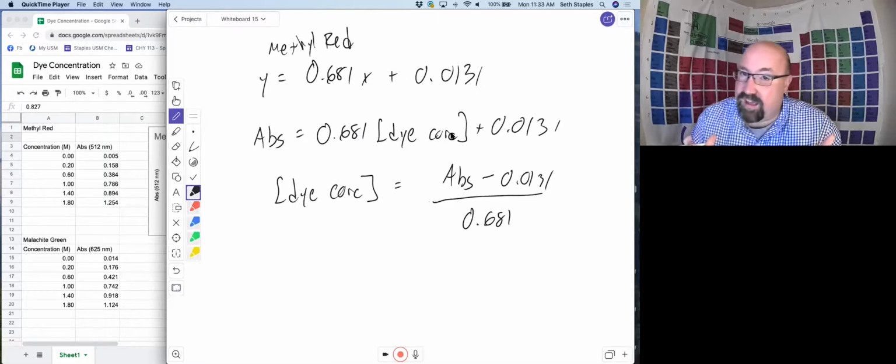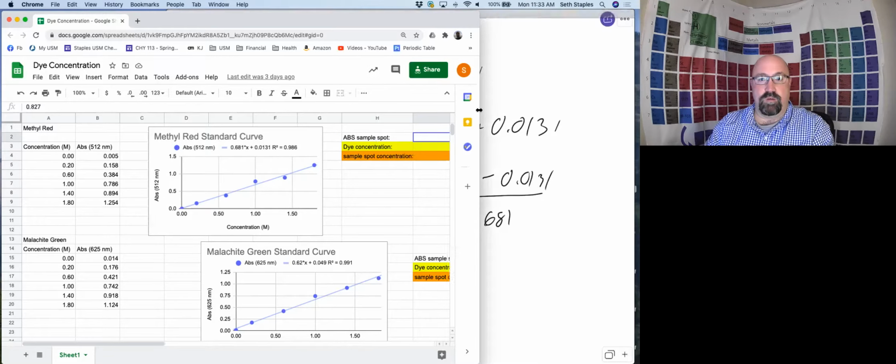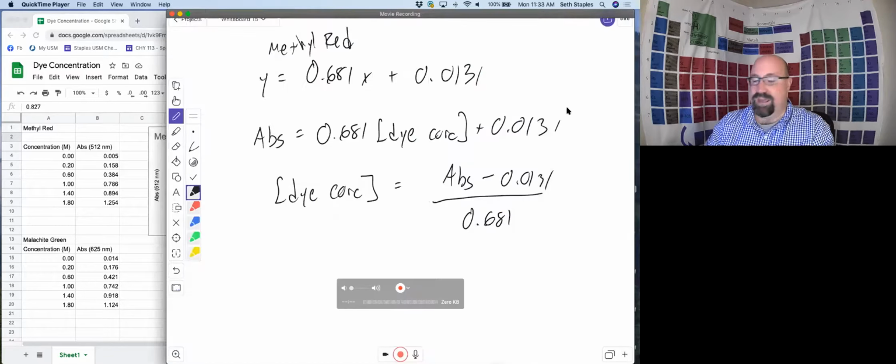Some of you are still getting hung up on that algebra a little bit. I noticed that in, I believe it was module 3. So be sure that you are familiar with the algebraic steps that I just used to solve for our dye concentration. And now what we can do is just take our absorbance value of 0.827 and plug that in.